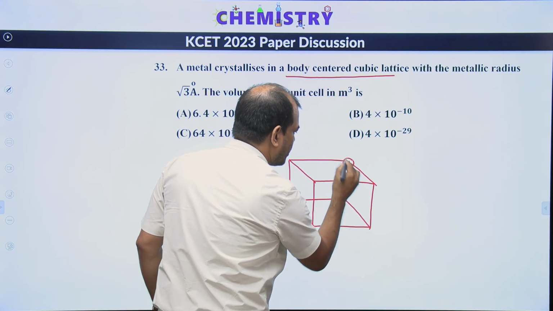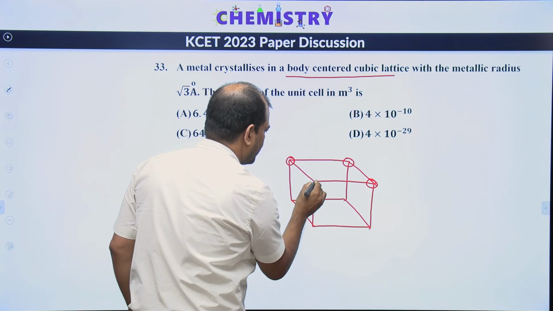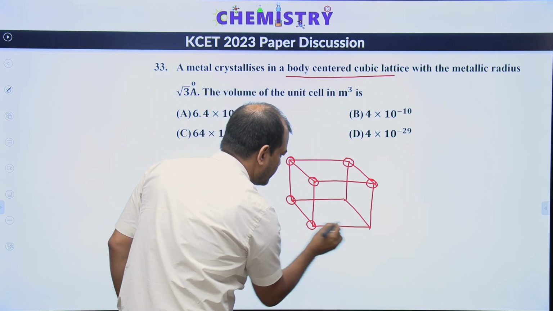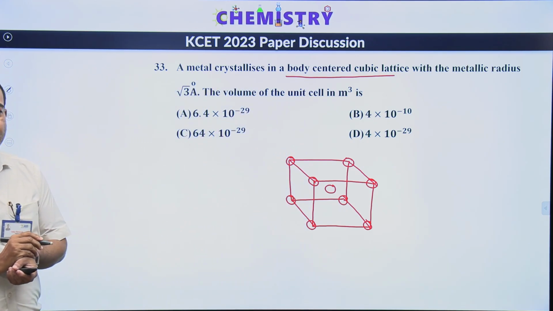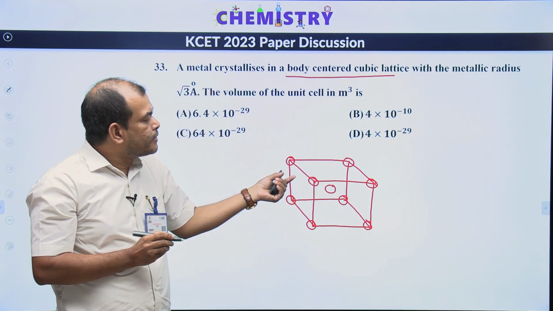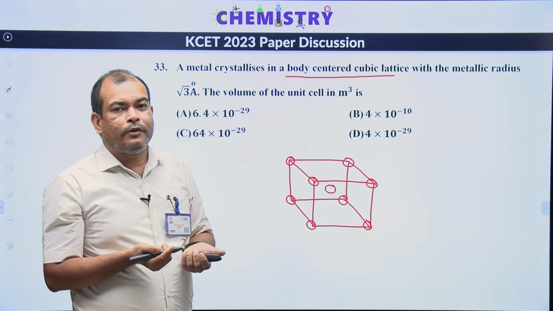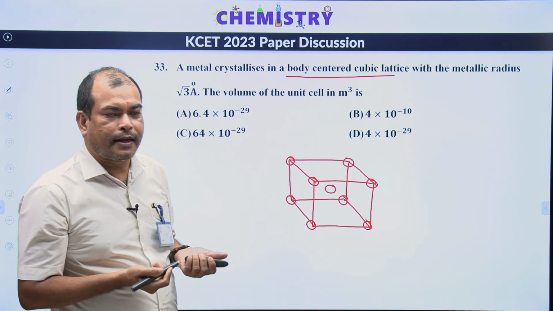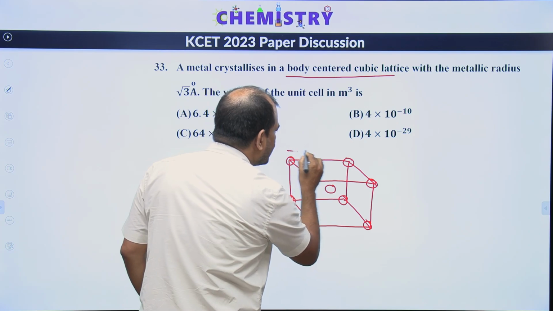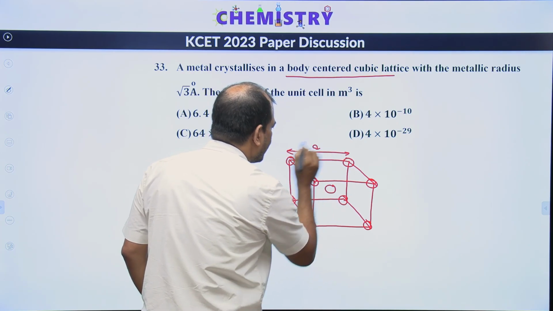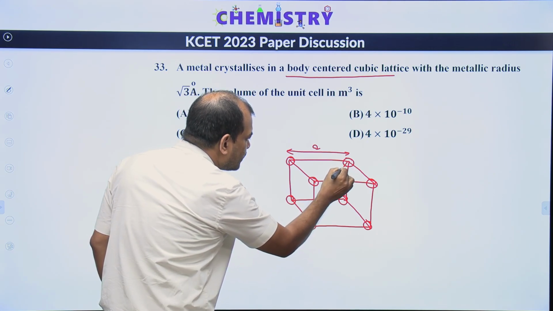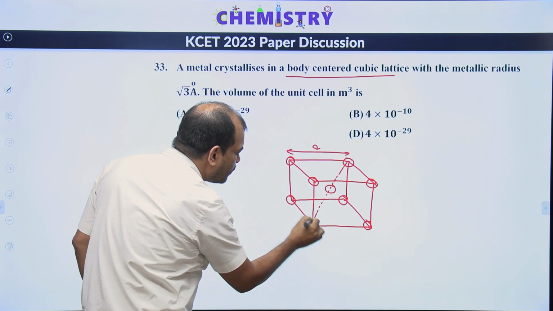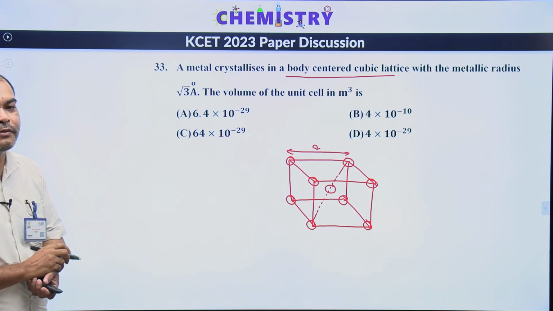The position of the elements should be at the corners as well as the body center. Now that is a body centered cubic lattice. Now let's see how you can link the radius and the edge length. I assume this is the edge length a, and in the body centered cube, one thing I think all of you know, that diagonally all elements should be connected.